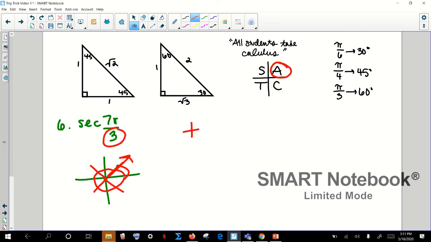Second step, my denominator is 3, so I'm going to be looking at 60 degrees. Third step, I need to find the secant of 60 degrees. Secant is the reciprocal of cosine. So instead of doing adjacent over hypotenuse, I'm going to be doing hypotenuse over adjacent. So my final answer is just 2.